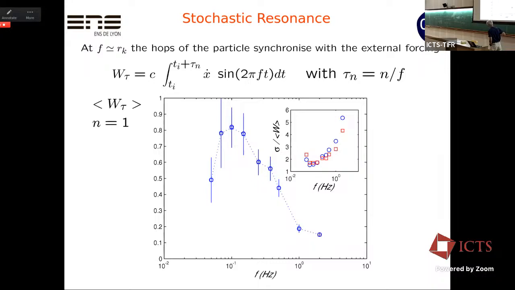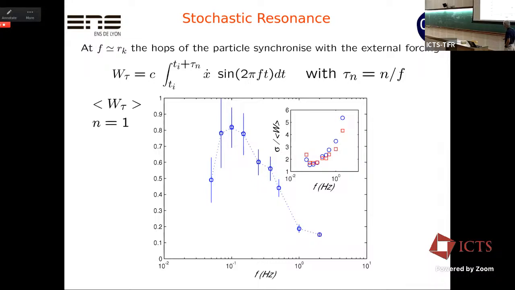And you expect that the work will be maximized close to the Kramers rate, because if the jumps synchronize with the driving, of course the work that the force does is certainly maximum. Now you can see here what is going on. This is just the work as a function of the frequency of the driving. You see that you reach this maximum, and also the fluctuations of the work go down, exactly minimized around the Kramers rate.